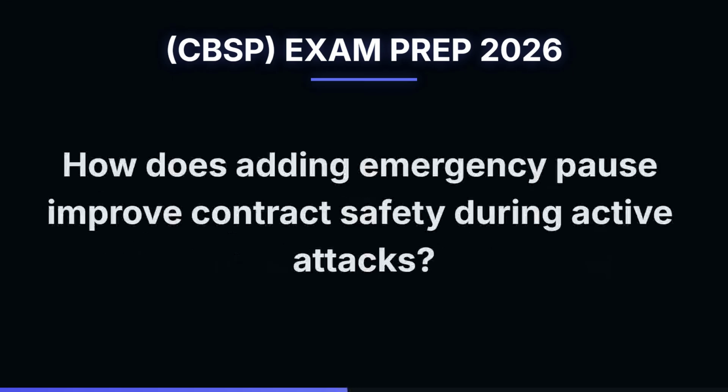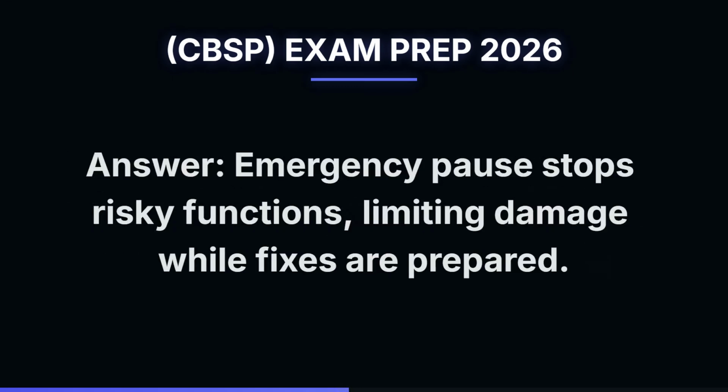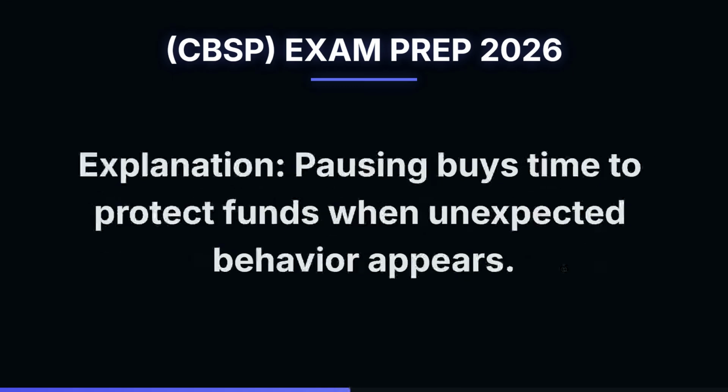10. How does adding emergency pause improve contract safety during active attacks? Emergency pause stops risky functions, limiting damage while fixes are prepared. Pausing buys time to protect funds when unexpected behavior appears.